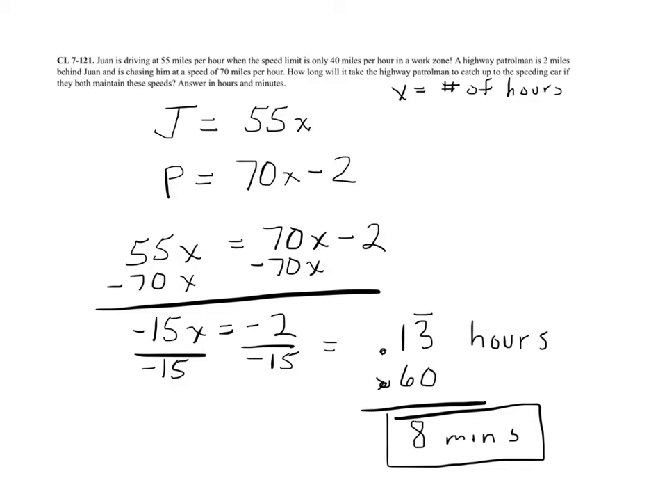So the question was, what if we wanted to turn it into minutes instead of hours initially? We would just have to change these equations into miles per minute instead of miles per hour. So you would just do 55, that's miles an hour, divided by 60, and now it's miles per minute. So you're going to get some fractions when you do that in your initial equations.